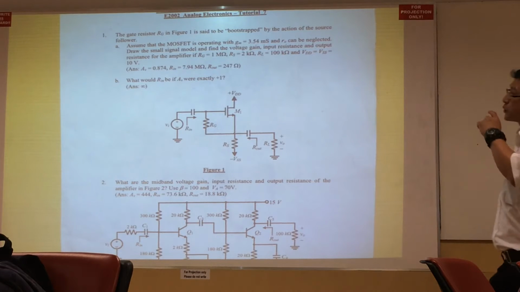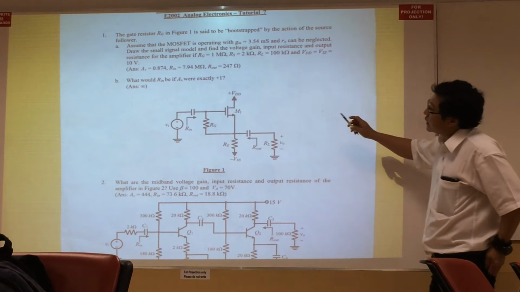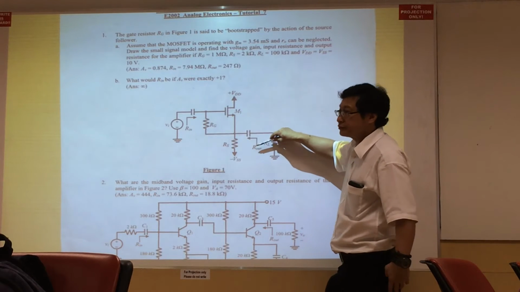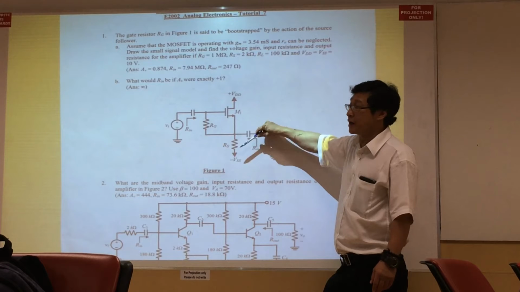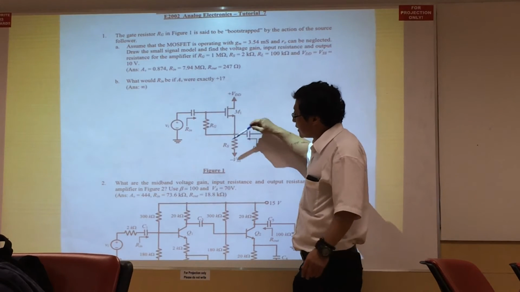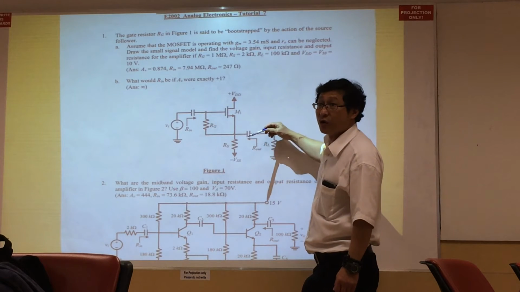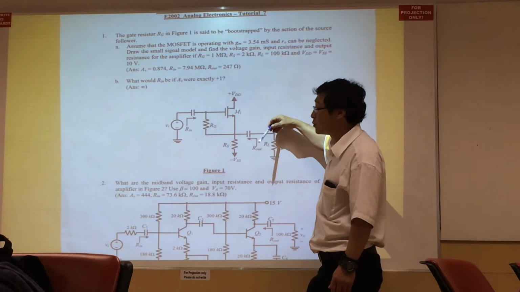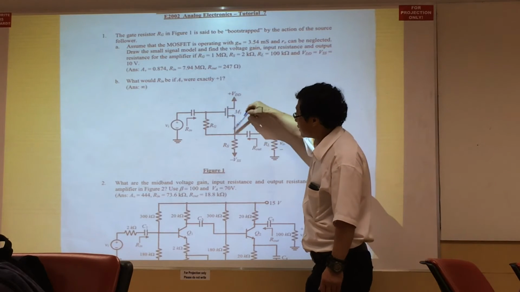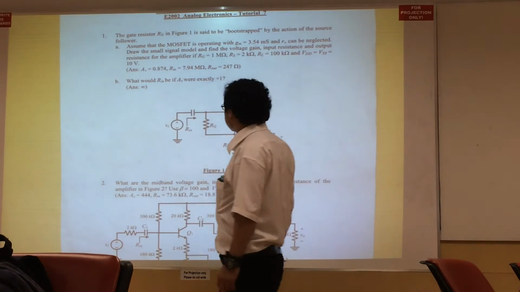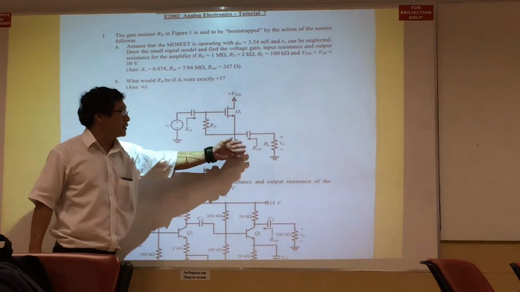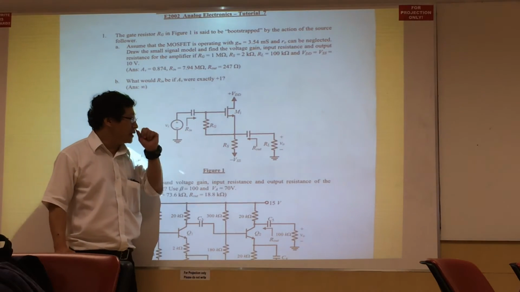So the first question is actually a source follower. That means the input and output are in phase, and the gain is always less than or equal to 1. It has to be smaller than 1 because it's a source follower. And here we are asked to find the input impedance, output impedance, and the total voltage gain of this stage.